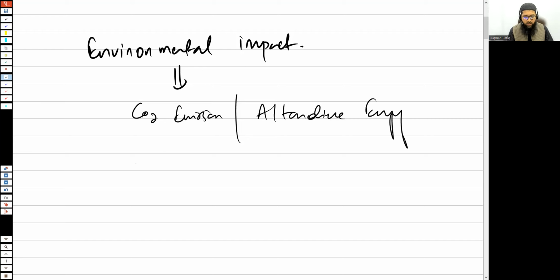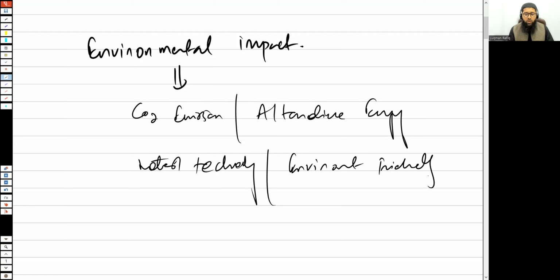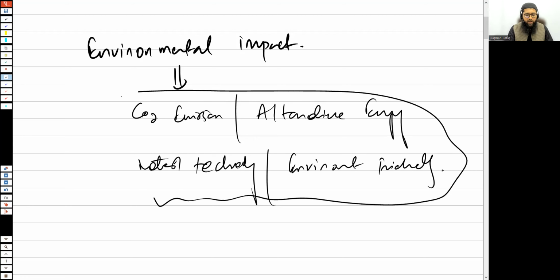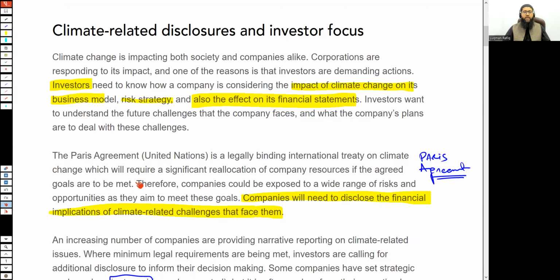We are going for the latest technology, or we are actually going for environment-friendly activities, etc. So let me give you a bit of an idea that over a period of time, there are a lot of changes taking place, and they're having an impact upon the entity, upon the companies, upon individuals, upon the investors.